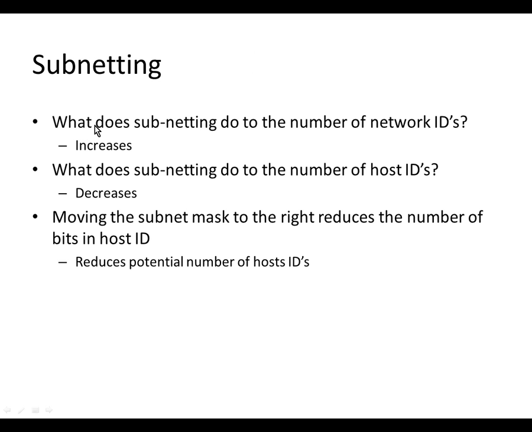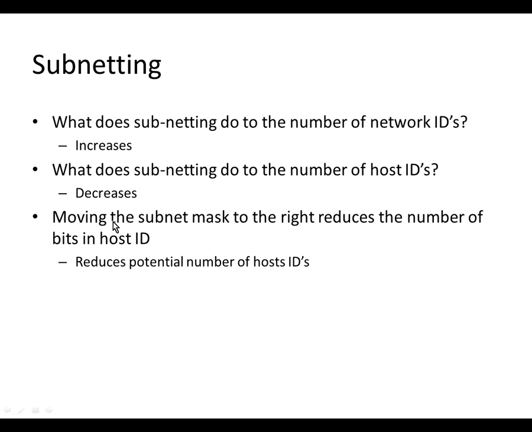Now let's look at example 2. In this example, we're only going to push the subnet mask over 4 bits instead of 8 bits to the right. In this situation, what does subnetting do to the number of network IDs? Well, it increases the number of network IDs. That's why we do it. But what does subnetting do to the number of host IDs? It decreases the number of host IDs.